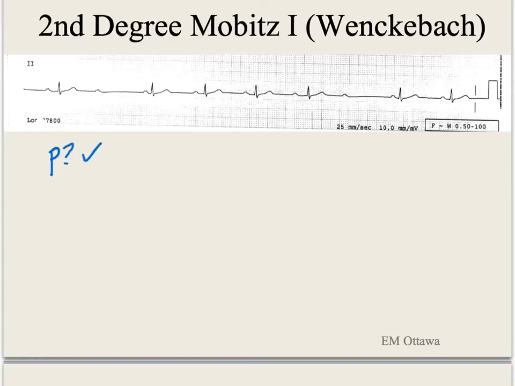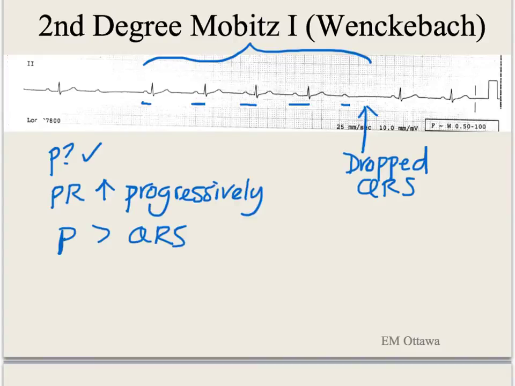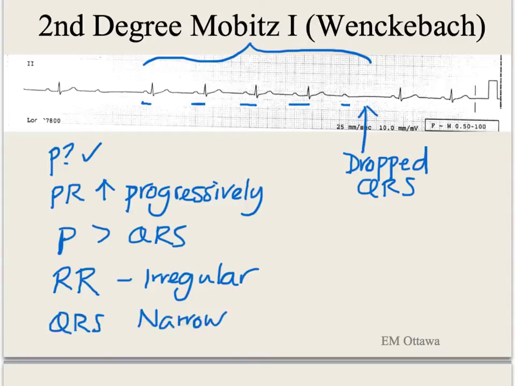If you look at the PR interval in here, you notice that the PR interval progressively gets a bit longer, and eventually there is a P with a dropped QRS complex. And this is what defines a second-degree Mobitz type 1 AV block. There is no one-to-one relationship between P and QRS because there will be more P waves than QRS complexes. What about the RR interval? The RR interval, as you can see, is irregular. The QRS complexes are narrow.